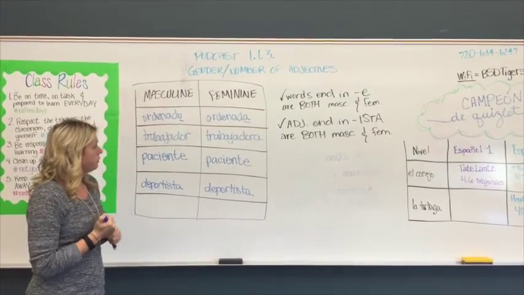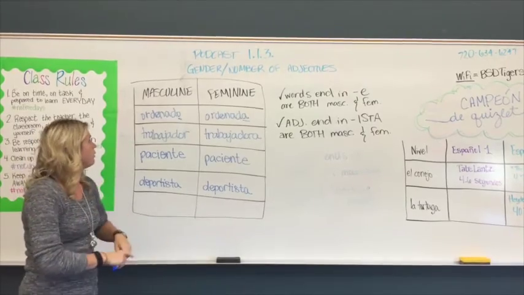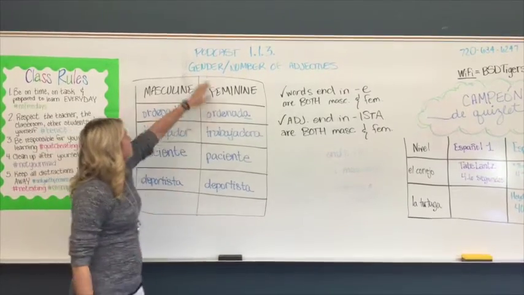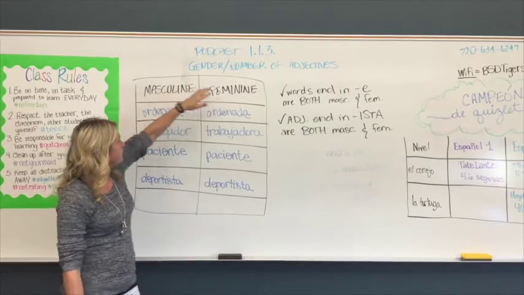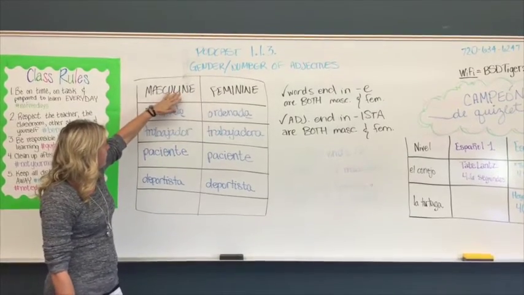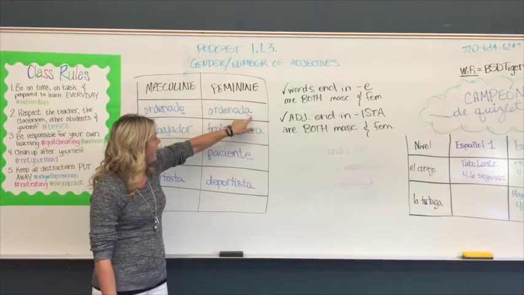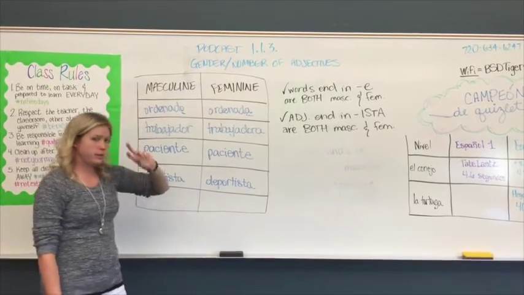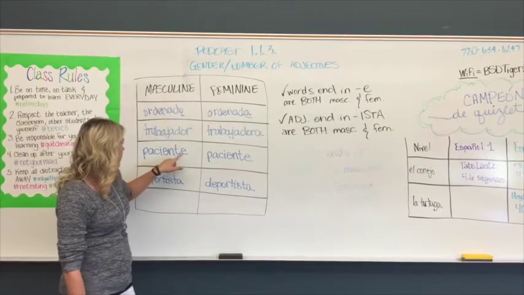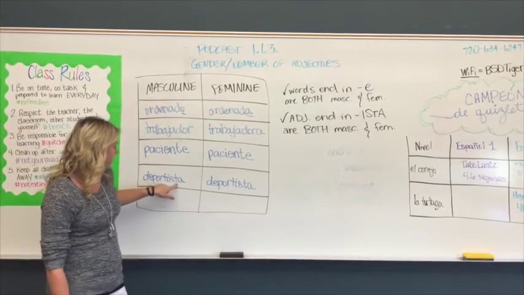All right, so a quick review of the rules we just went over. To make adjectives match in gender, you have masculine and feminine. Masculine endings will be O or dor. Feminine endings will be A or dora. Then the two exceptions we have are words that end in E and words that end in ista.